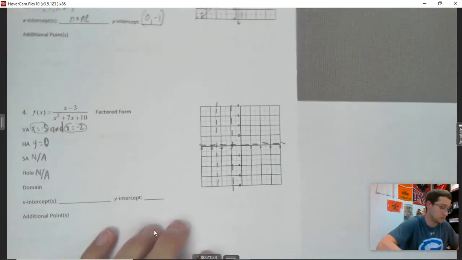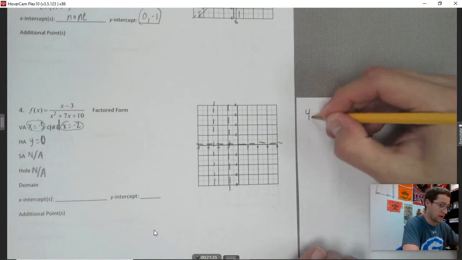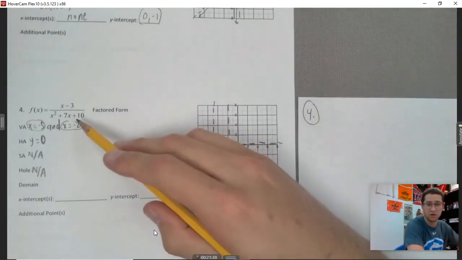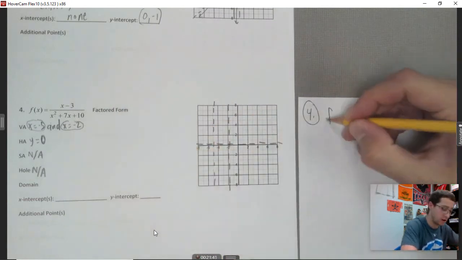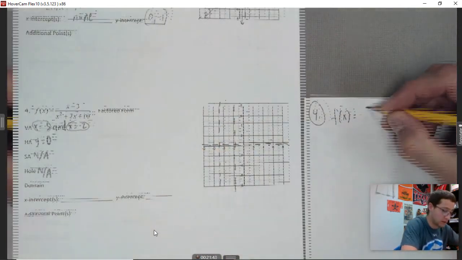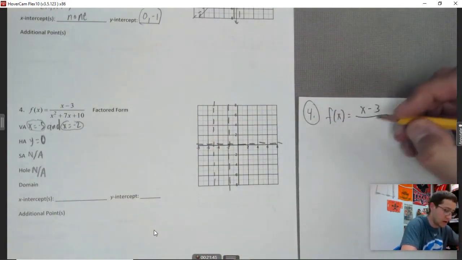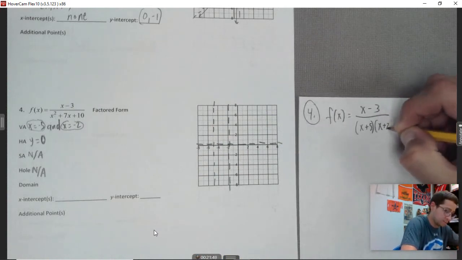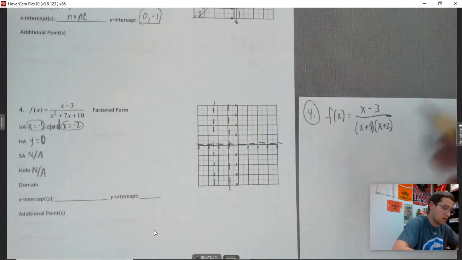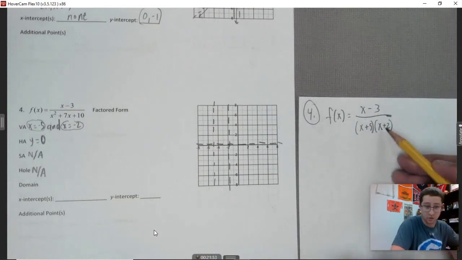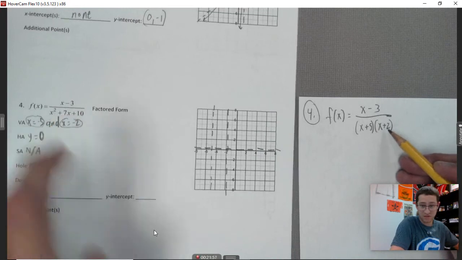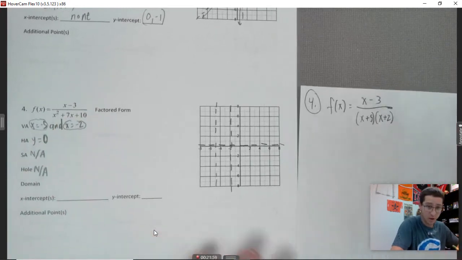Same situation. What we're going to do with the domain is take out those values on the bottom. Notice this one is not in factored form right now, so we can convert it quickly. x minus 3 on top, and then, hopefully we're getting good at this by this point, x plus 5 and x plus 2 on the bottom. Again, numbers 5 and 2 multiply to get 10, but they add up to 7, so that's why I get that. So now I'm in factored form.